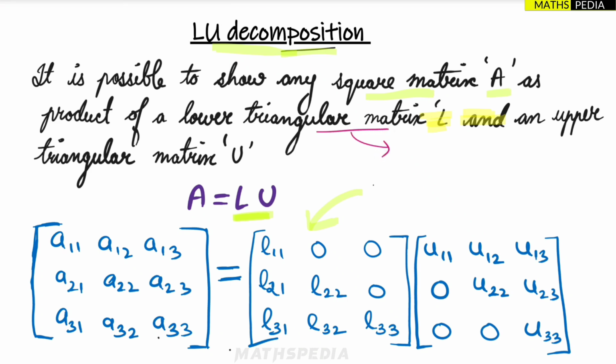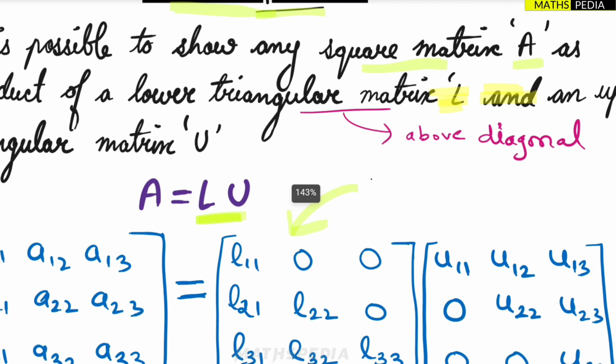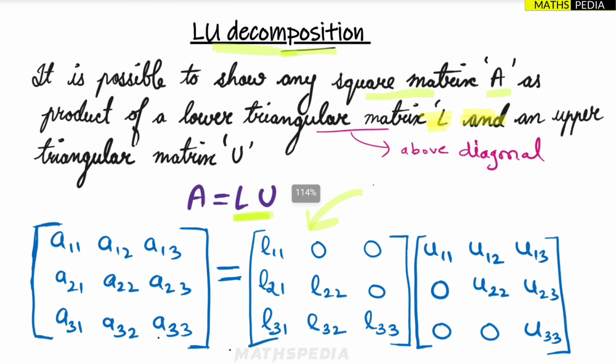In a lower triangular matrix, we have to understand that the elements above the diagonal will be 0. So you can observe over here, this is 0, this is 0, this is 0. The diagonal elements are nothing but L11, L22, L33.